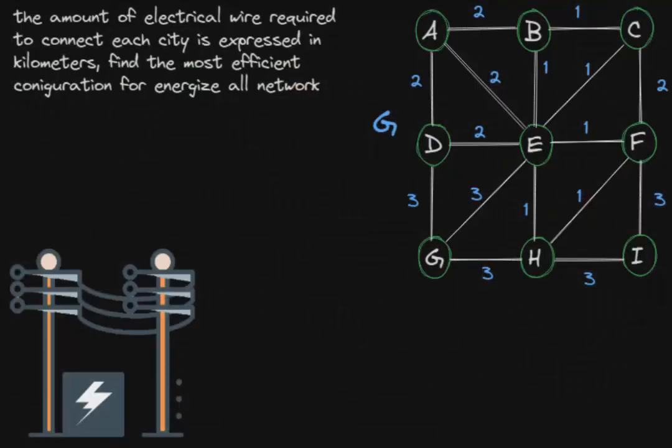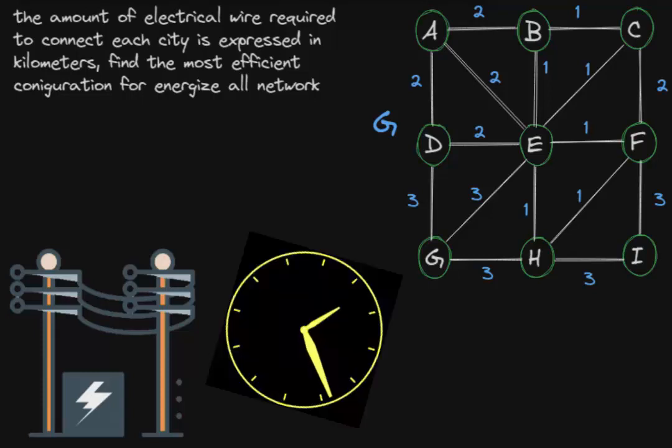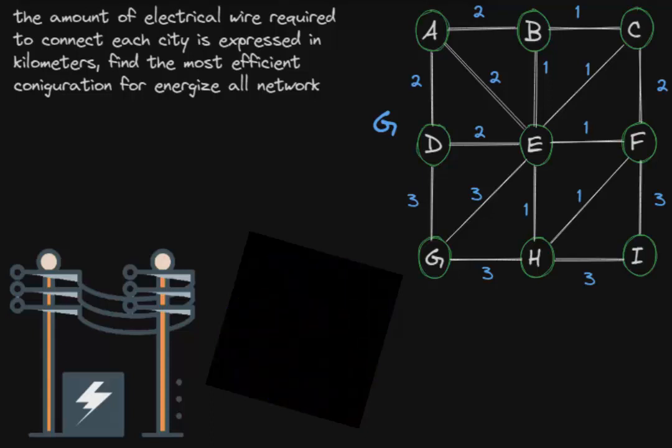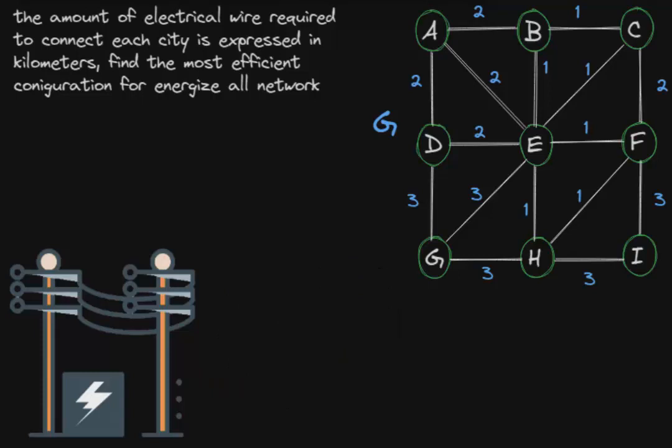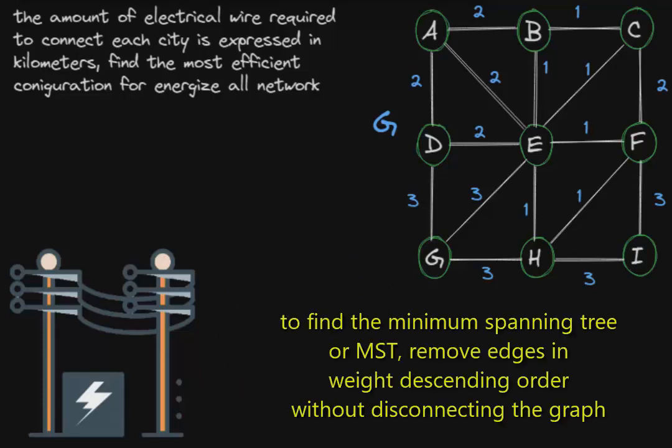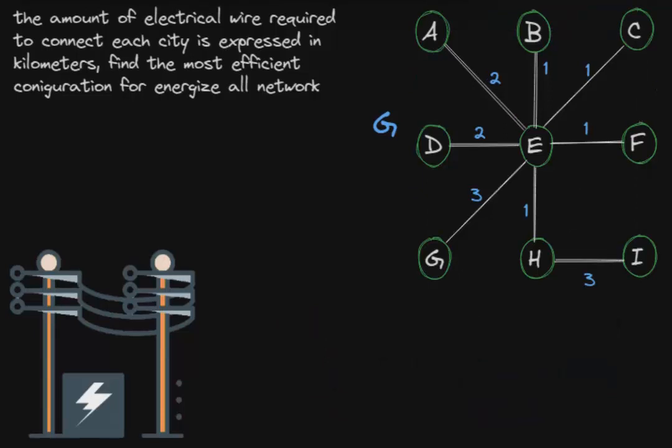Question 4. Suppose you have to energize all the cities in this network. If the distances are known, find a configuration reducing the wire used as much as possible. This problem is reduced to finding the graph's minimum spanning tree, or MST among friends. As we saw in previous examples, just remove the edges in descending order without disconnecting the system.